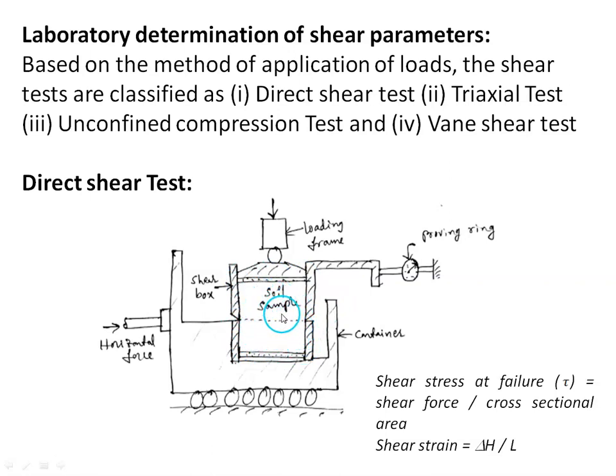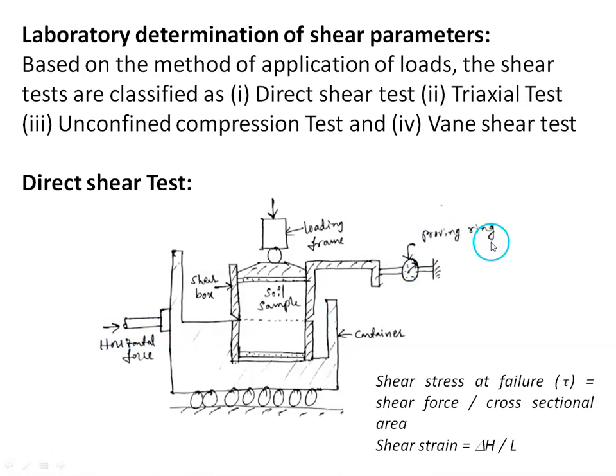So here normal stress is applied by connecting the cell to a loading frame, and horizontal stress is applied by connecting the container to a horizontal force, that is through an electric motor. So here this container is placed on rollers, and the settlement of soil is measured with the dial gauge readings, and the force which is applied is measured with the proving ring readings. Whatever the force that is applied horizontally is measured with the help of proving ring readings.